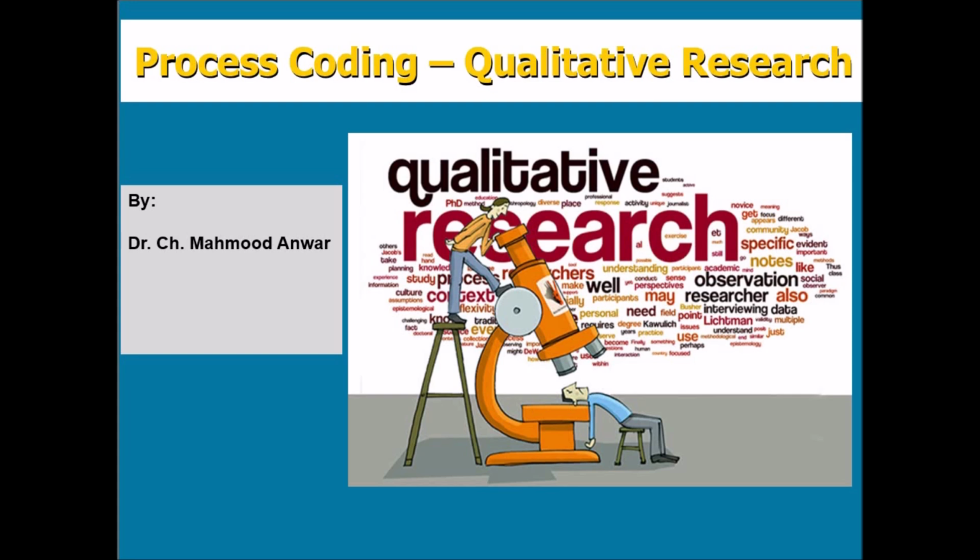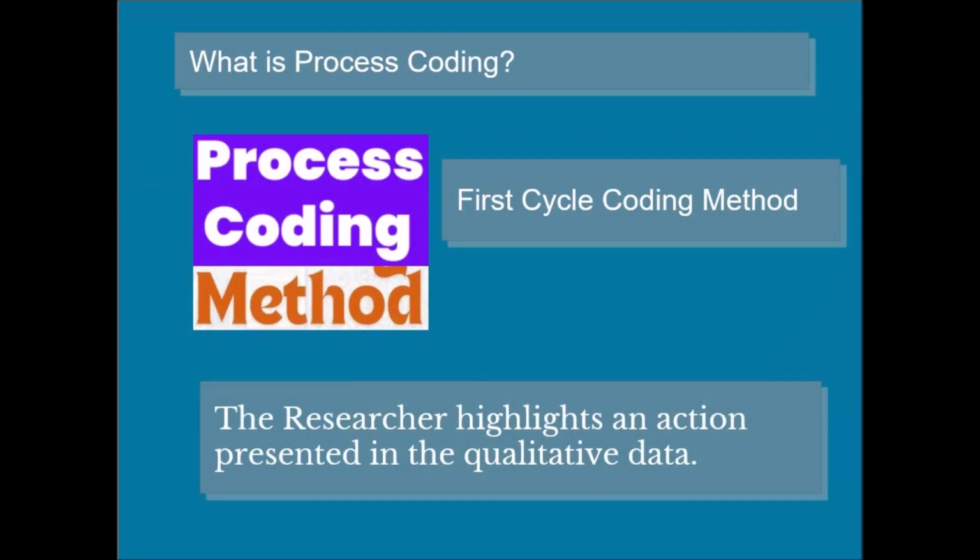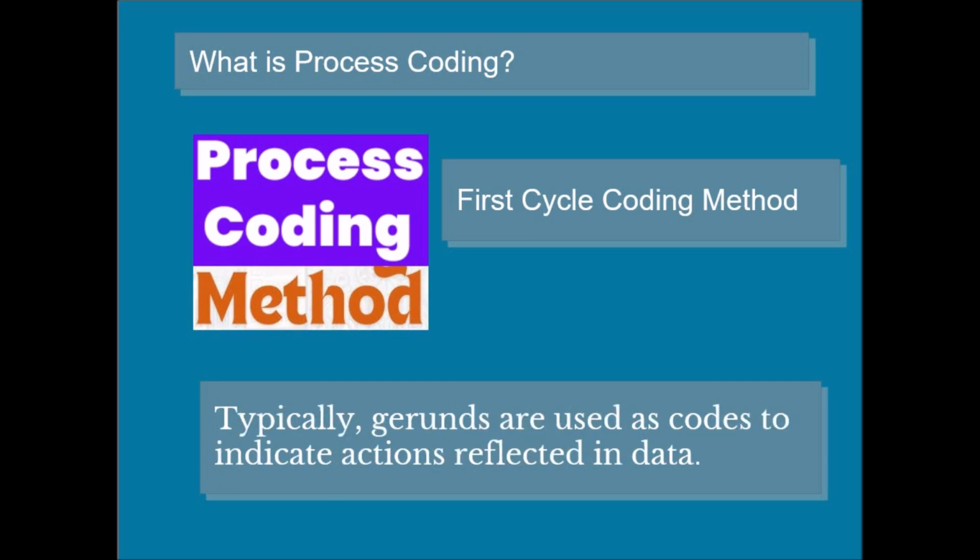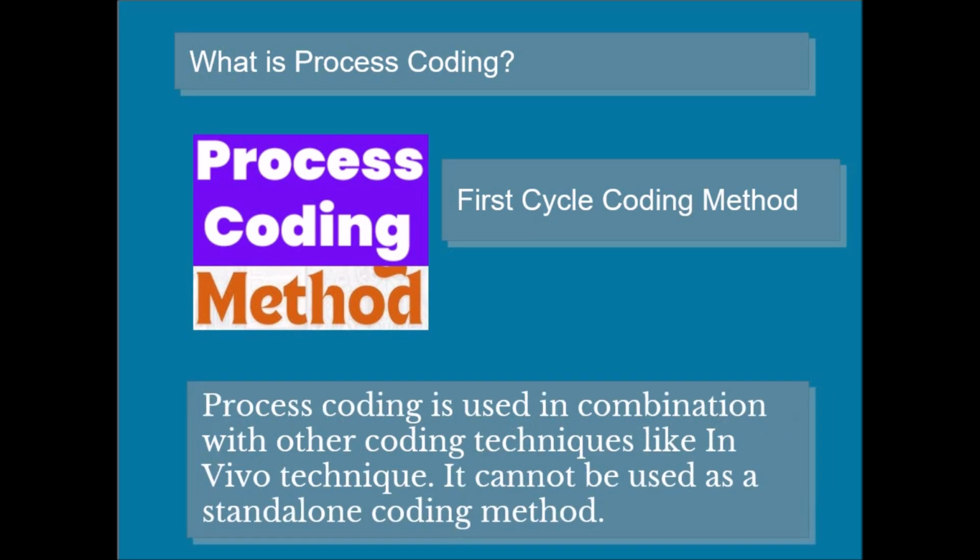Today I will explain how to conduct process coding in your qualitative research project. What is process coding? Process coding belongs to first cycle coding method. In this coding, the researcher highlights an action presented in the qualitative data. Typically, gerunds are used as codes to indicate actions reflected in data. Process coding is used in combination with other coding techniques, like in vivo technique. It cannot be used as a standalone coding method.